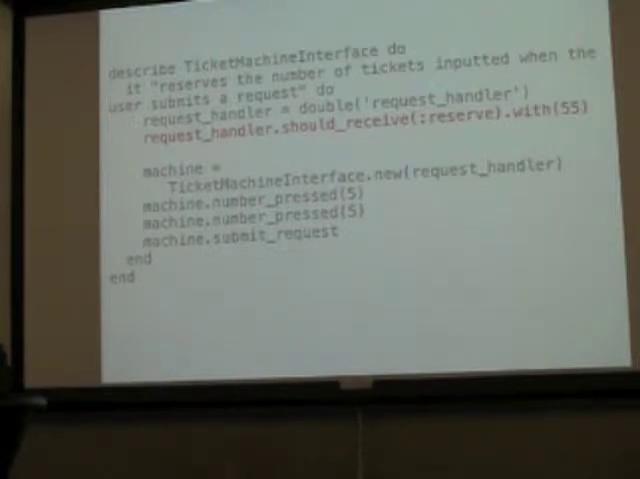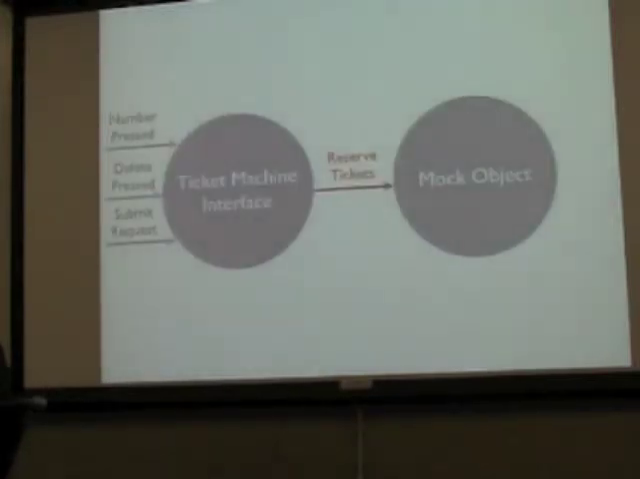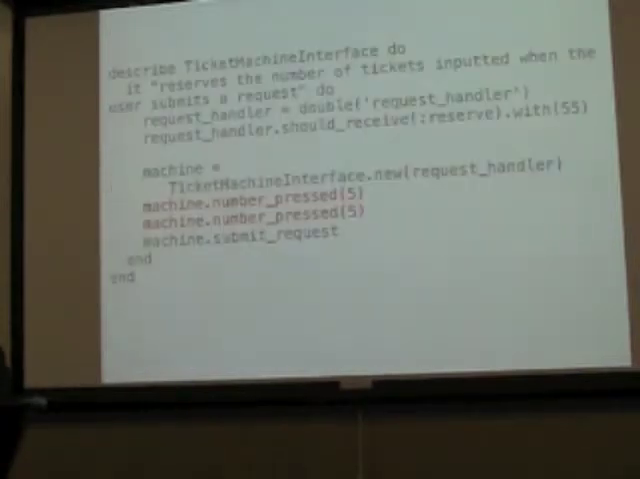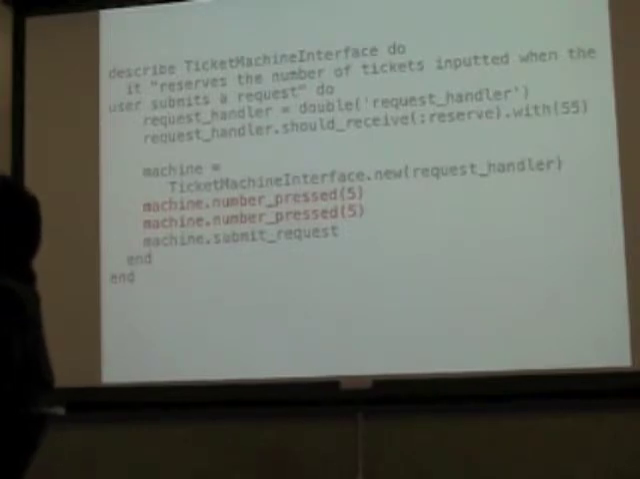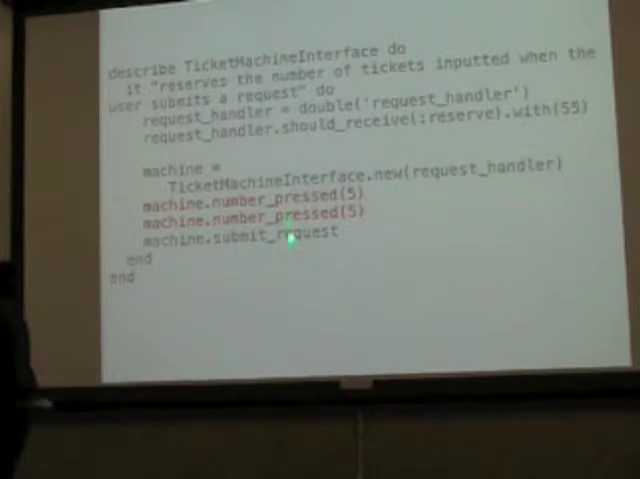I'm inserting the fake object. And then I'm going to set up this assertion. Should receive reserve with 55. All I'm doing is setting the expectation on that mock object. That's setting an assertion on this message going between the two. And then I fire off the behavior that would happen in the system. Number pressed 5, submit request. And if the object sent reserve with 55, it would pass. And if it didn't, then it would fail. It's a pretty simple idea once you get it, right?